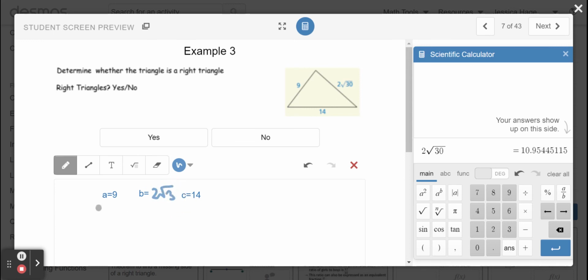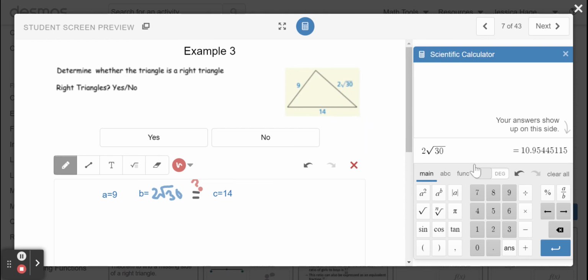And so what we're going to do is we're going to square these, and we're going to see if we get c squared. Okay, so we're going to square all these numbers and see if it's a true equation. If it is, then it's going to be a right triangle. It's going to be yes. If it's not a true equation, then we're going to select no. It's not a right triangle. The angle is going to be off a little bit. So this is a yes or no. Okay, and we want to decide that based on, do we have an equation here when we square these? So A is 9, smallest, B is 2 times the square root of 30, and C is 14.